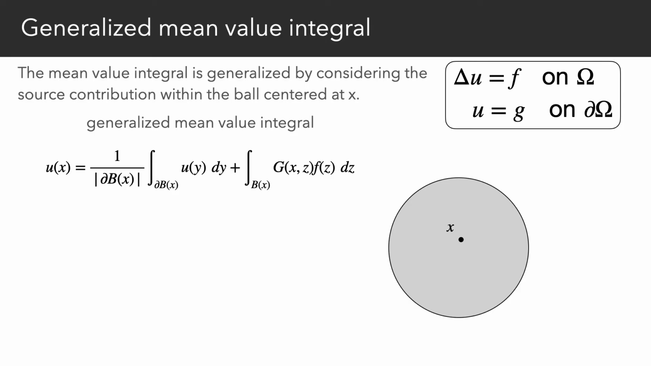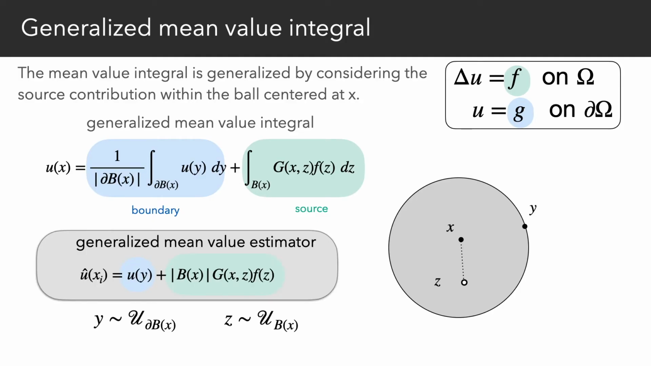The Green's integral over a ball acts as a correction term for the mean value integral, which enables a generalized mean value integral for Poisson equations. We have the same mean value integral as before on the left, which incorporates the boundary data, but we now also have the Green's integral term, which incorporates the effects of the source term within the ball. We already know how to evaluate the first integral recursively. The second integral can be estimated with a single sample Monte Carlo estimator, where z is sampled uniformly on the ball.